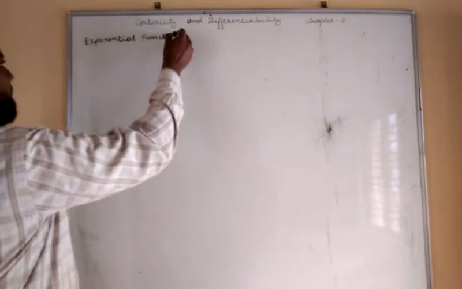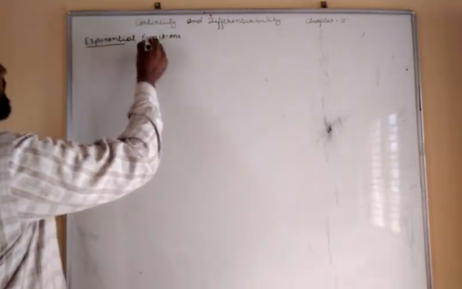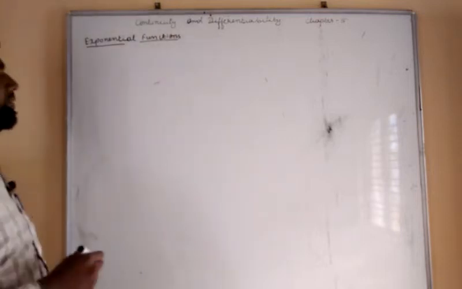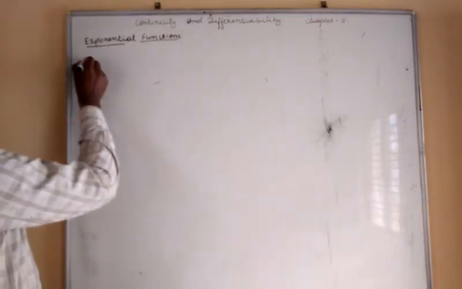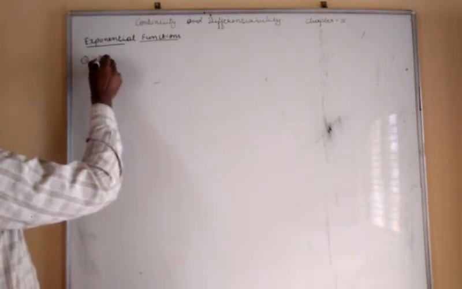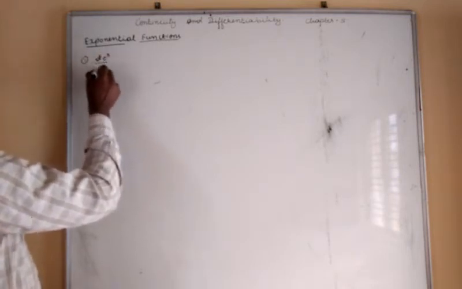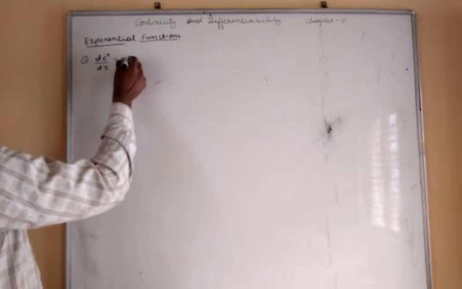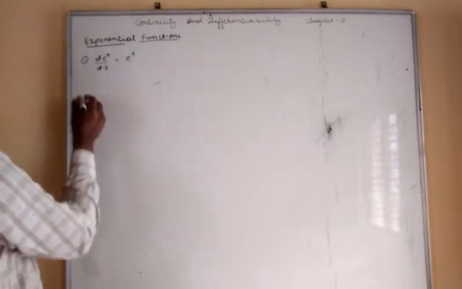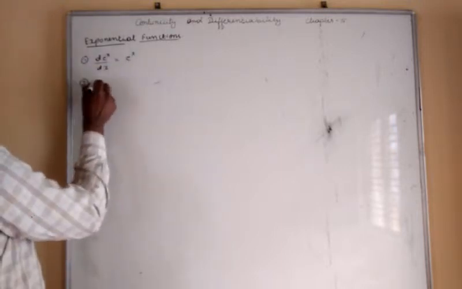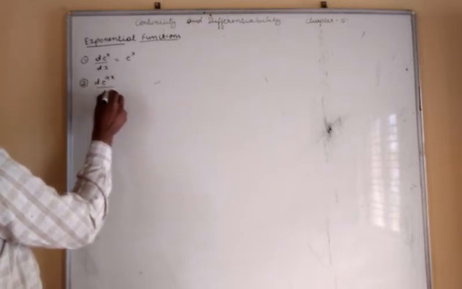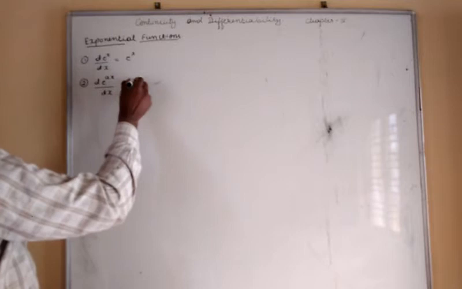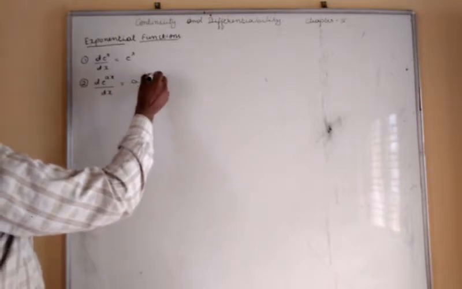Before starting exponential functions, let us go through some formulas on differentiation. The derivative of e to the power of x is e to the power of x only. Then the derivative of e to the power of ax is a e to the power of ax.